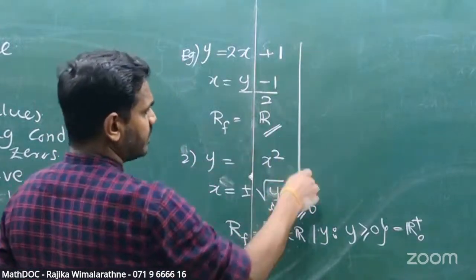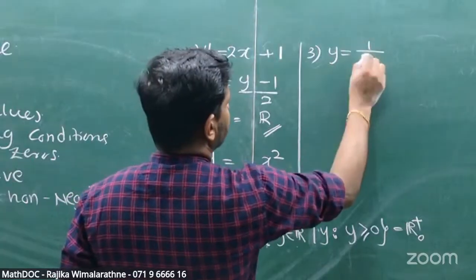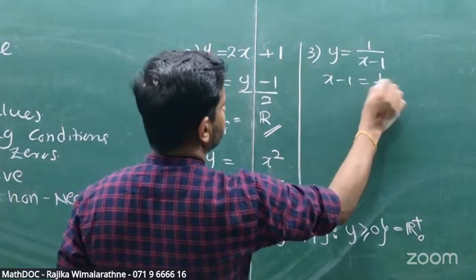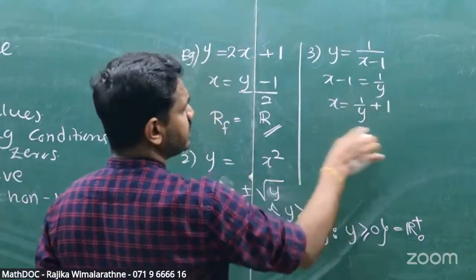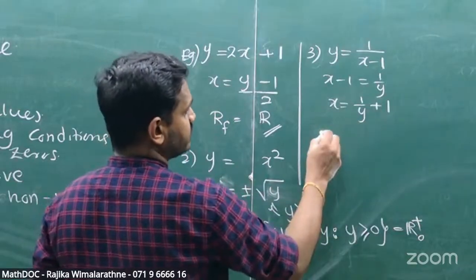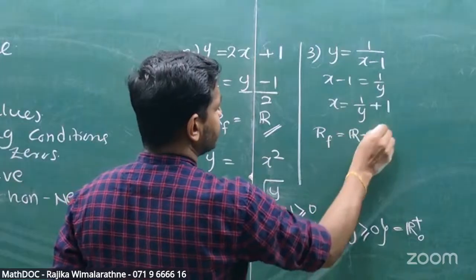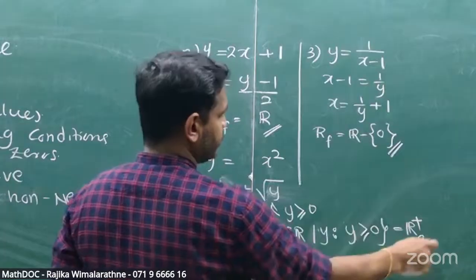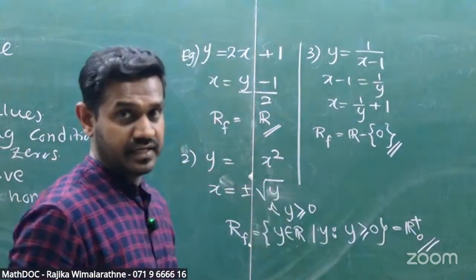See another example, the third: y equals 1 over x minus 1. Now make x the subject: x minus 1 equals 1 over y, so x equals 1 over y plus 1. Now we have a denominator, so for the range, usually the real set, we have to neglect denominator 0. Likewise, we can extract the range.